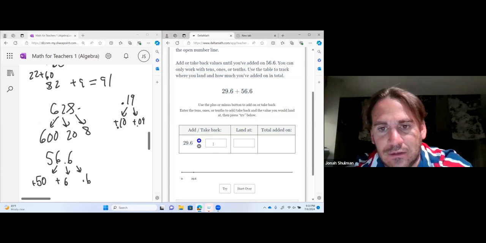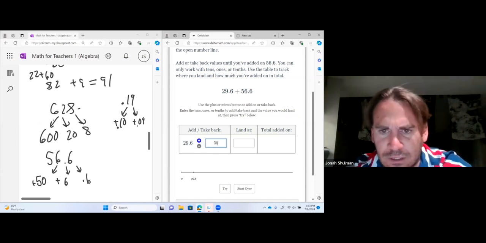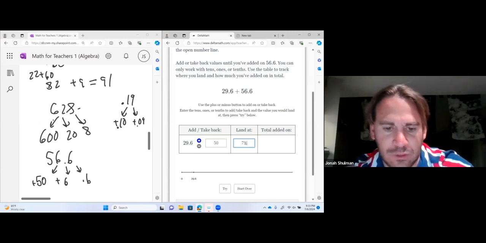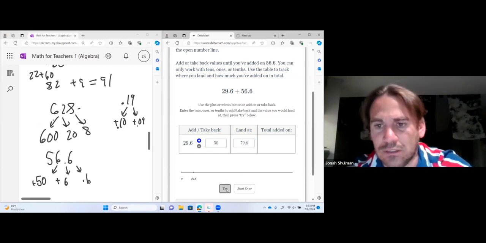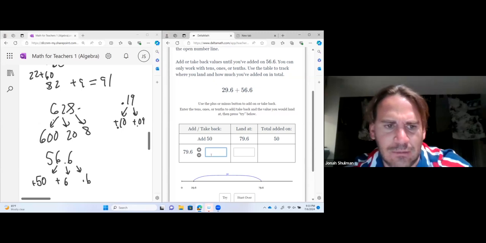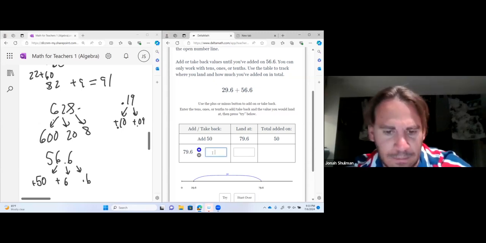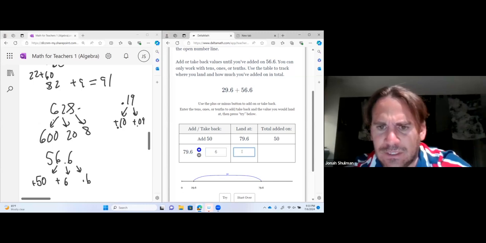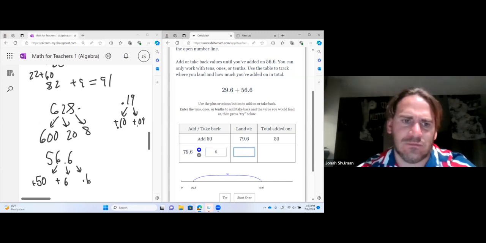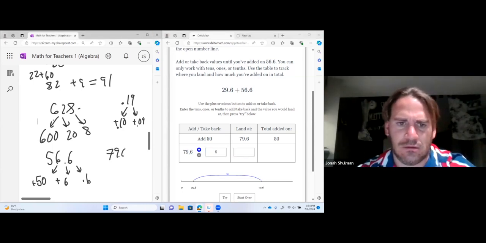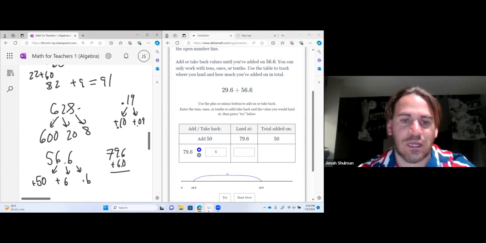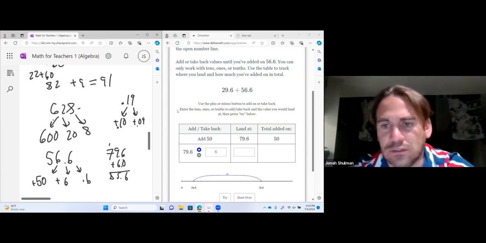So let's add 50 first to start. So 50 plus 29.6 is 79.6. This is the way that makes the most sense to me. All right. Now we're going to add 6 to this. So we're going to add 6 more. And 79.6 plus 6. This is the part I'm doing in my head. Because you always want to have it match up. There's your 5, 85.6.